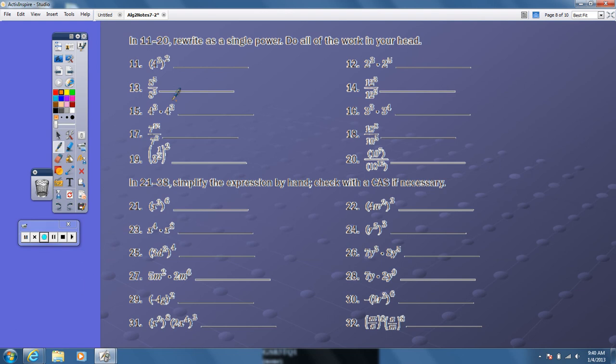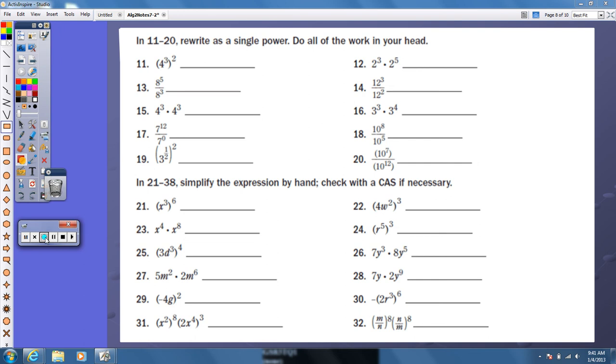Okay, these are really hard to see. Let me think what I can do here. What if I put... Are you impressed? I fixed it. Okay.